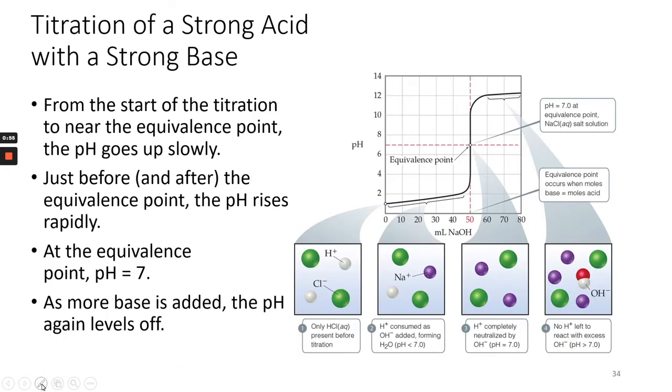So what happens when we titrate a strong acid with a strong base? From the start of the titration to the near part, so this part of the graph right here, your pH is going to go up very slowly. Then you're going to reach this area here where your pH is rapidly changing. And right here in the middle is your equivalence point. Then you get to this region here where the pH again changes slowly. For a strong acid and a strong base, your equivalence point is at a pH of 7.